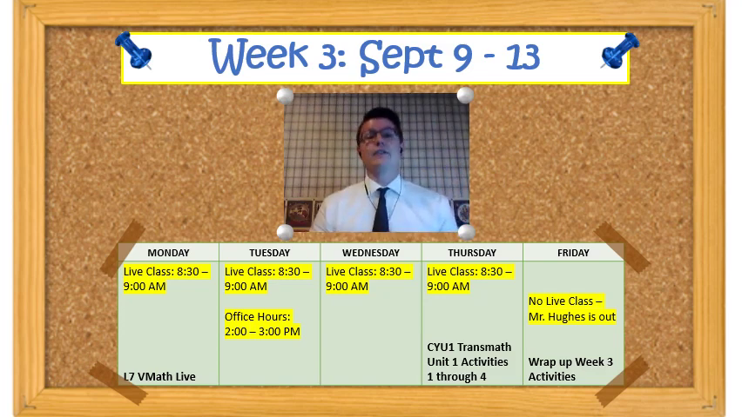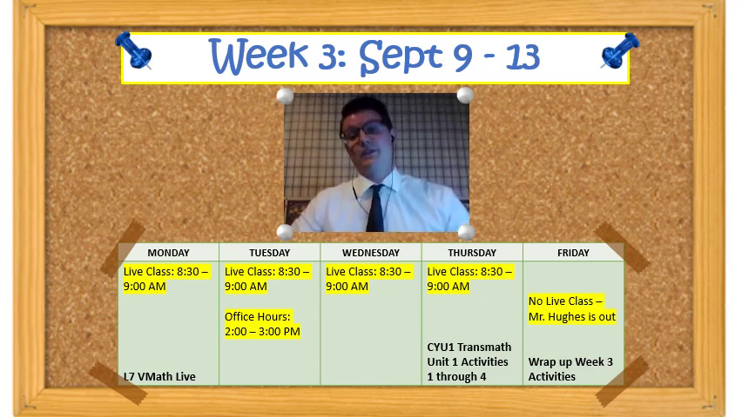So by the end of the day on Thursday, you want to make sure that you've completed a CYU 1, which is Unit 1 Activities 1 through 4 in VMath Live. Let's jump down to the next slide to take a look at what those activities look like.